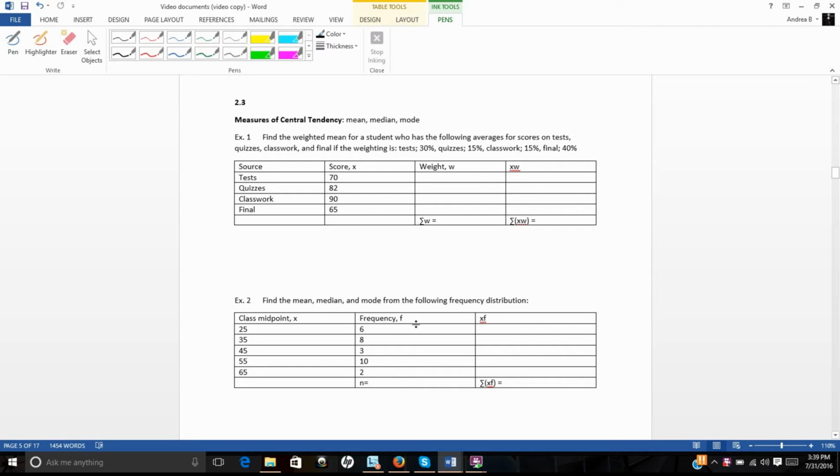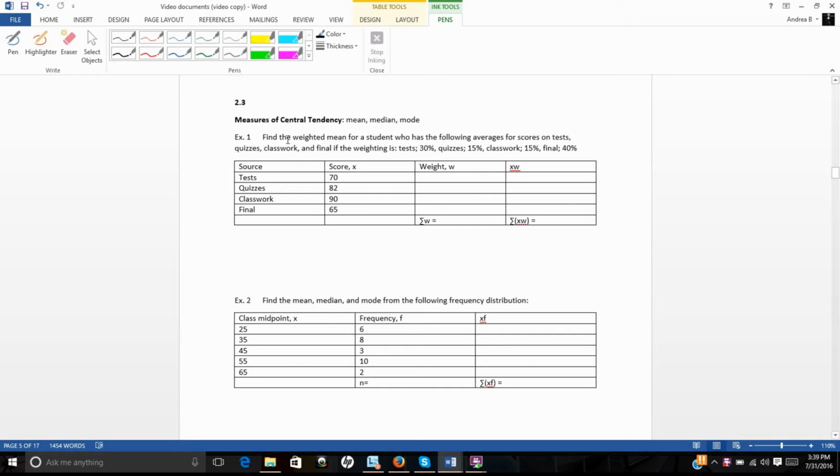I have a couple examples for you now for section 2.3 here. The first one is in terms of finding a weighted mean. You can think of this like if you have a class and they're weighting a certain percentage for these different categories. Maybe you have tests, quizzes, classwork, final, and you have a different weighting. It's a way of trying to figure out what your overall grade would be.